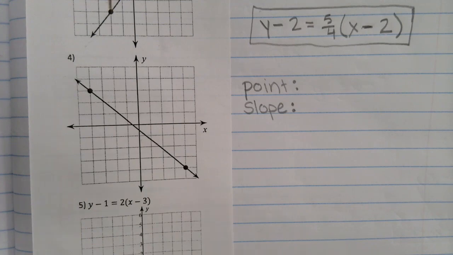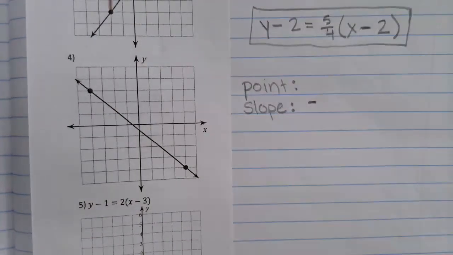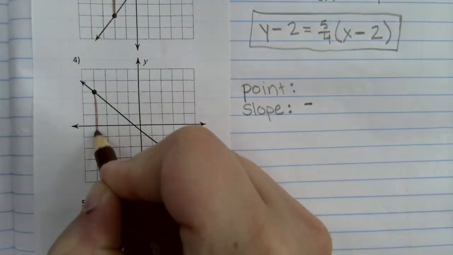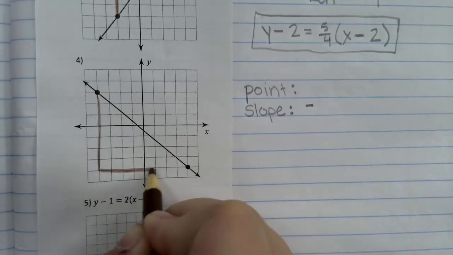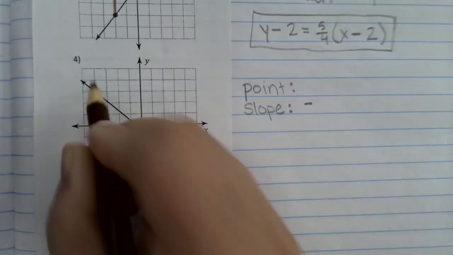Alright, so for our slope, is this a positive or a negative slope? Negative, good. It's going downhill. And we're going to count our down and over. Down 7? Yep, down 7.